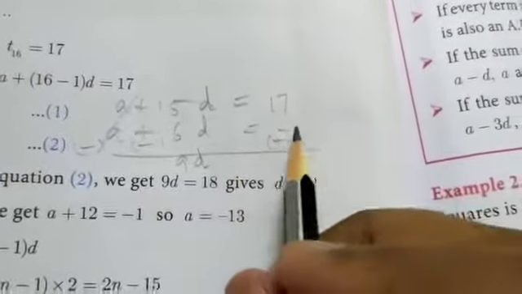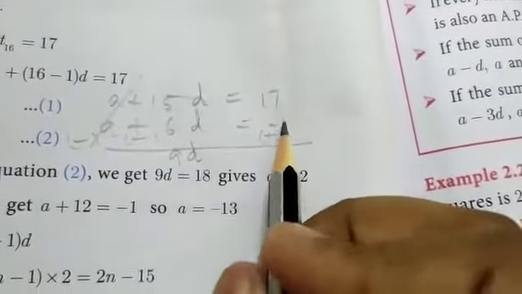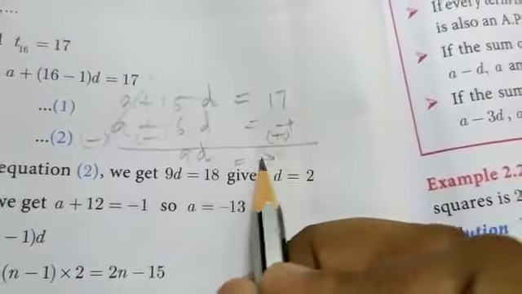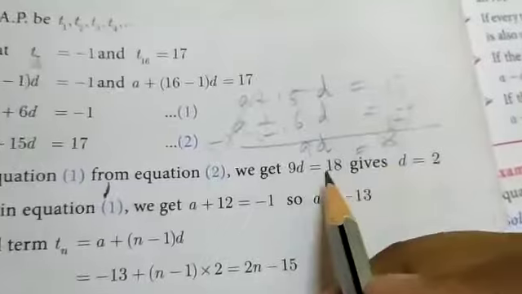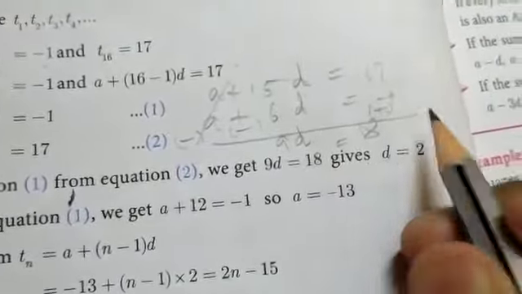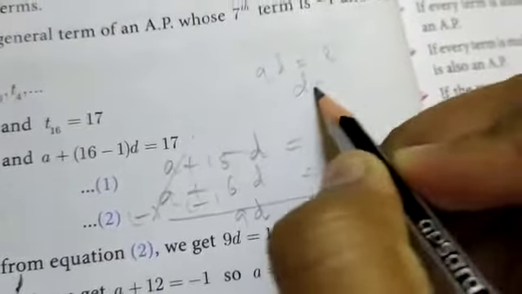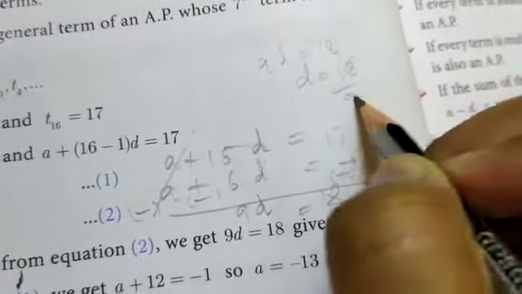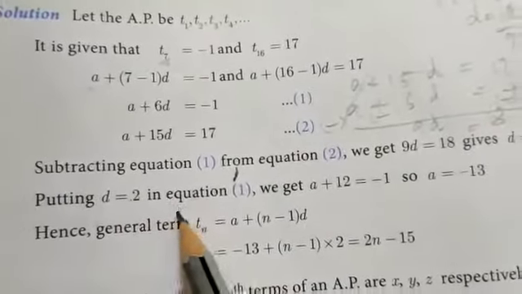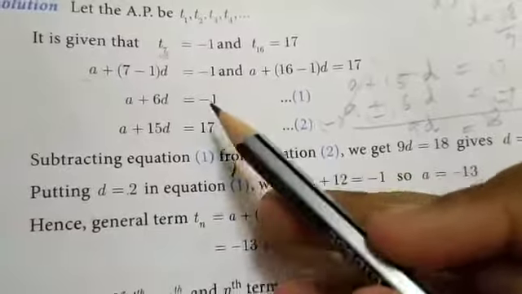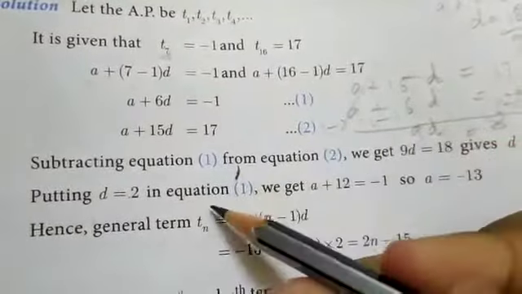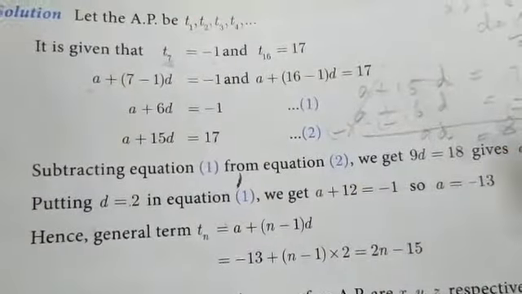This d will be the same. Then 17 plus 1 is 18. So 9d equals 18, which gives d equals 18 by 9, which is d equal to 2. So putting d equal to 2 in equation 1. Any of the equations you can put. I am taking equation number 1. You can put it in any equation.